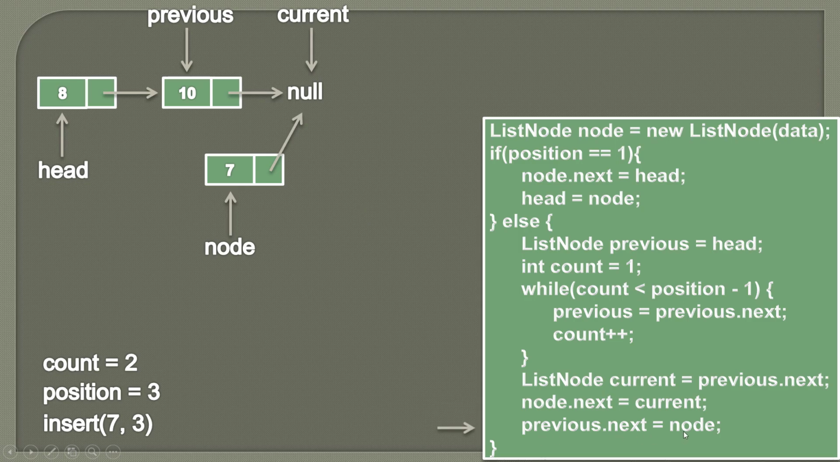Now at the last step, we are simply assigning value of node to previous next. So previous next is pointing to null. So it means we want to reassign this value to this node because we want to insert this node at position 3. So it would look something like this. So now head is pointing to node 1. Node 1 is pointing to second node and second node is pointing to third node, which is our position 3. And this node is pointing to null because we have inserted this node at the end of the singly linked list. So it would look something like this.